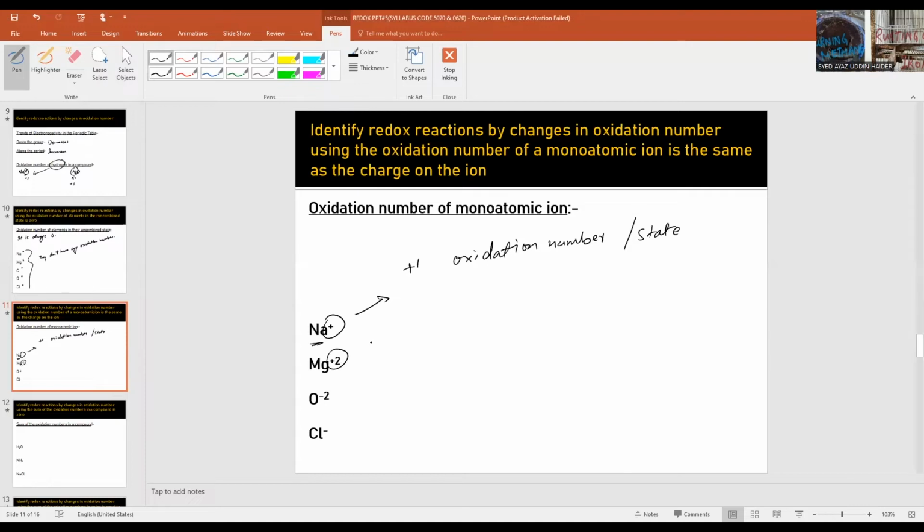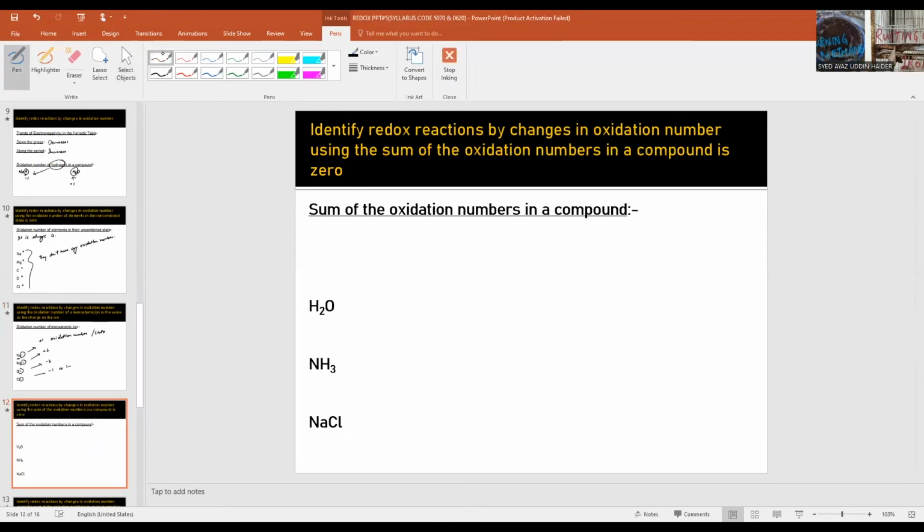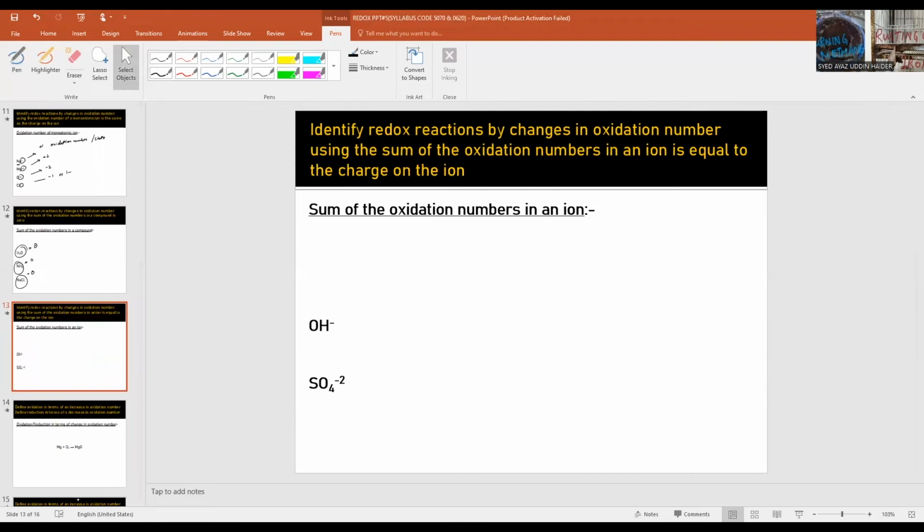Same way, magnesium +2, oxygen -2, chlorine -1. These are the oxidation state or number. The sum of the oxidation numbers in a compound is always equal to 0. So if we talk about the oxidation state of the whole compound, it should be equal to 0. Same case with other compounds, ammonia, sodium chloride, it's 0 for the whole compound, remember, not the individual elements.